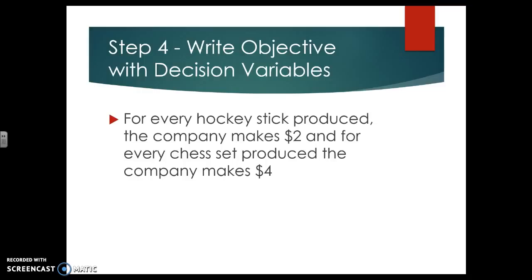So for every hockey stick produced, the company makes $2. For every chess set, the company makes $4. So write your decision variable objective. Pause.